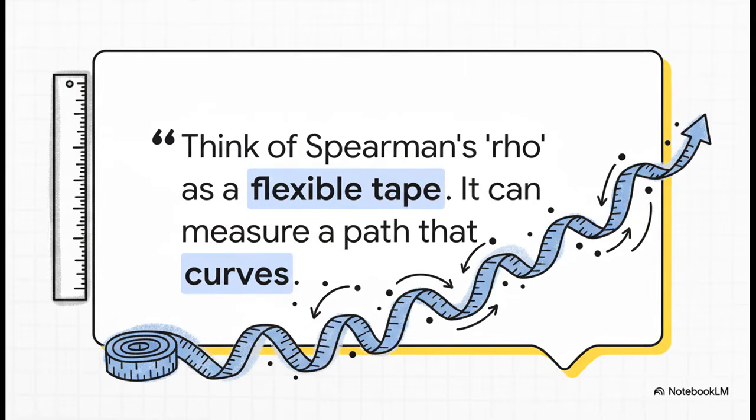So if Pearson is our rigid ruler, think of Spearman as a flexible measuring tape. It can actually follow the curves and contours in your data. As long as the path keeps moving in one general direction, always up or always down, Spearman can wrap right around it and give you an accurate measurement.